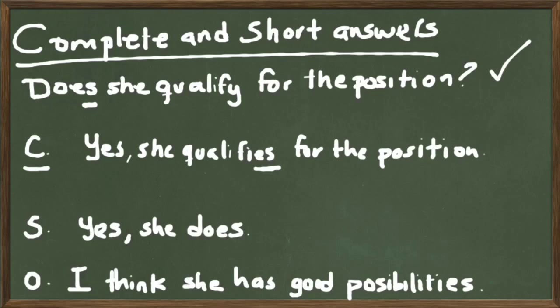We have the short answer. Yes, she does. Notice that we used the exact same auxiliary we used in the question. The question is with does, the short answer is with does. The question is with is, the short answer is with is, etc., etc. Or we can also give our opinion. So short answer was that, and opinion can be, oh, I think she has good possibilities. Or the opposite, I think she needs to prepare herself more, etc., etc.